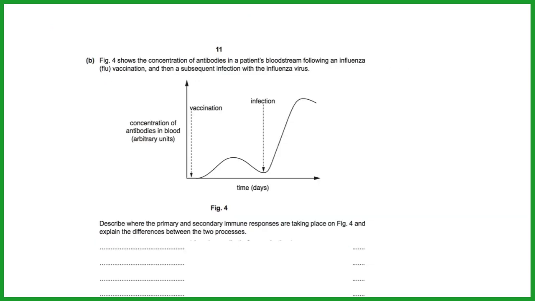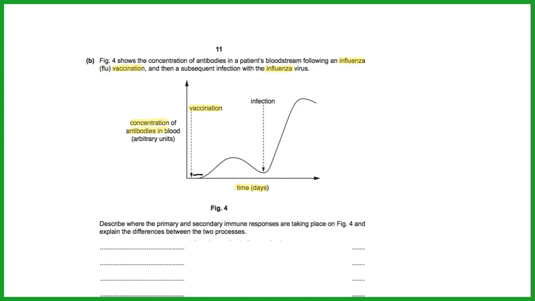So figure 4 shows the concentration of antibodies in a patient's bloodstream following an influenza vaccination, and then a subsequent infection with the influenza virus. So we've got concentration of antibodies on this axis, and then we've got time along the bottom. So a vaccination is exposing your body to the antigen without exposing it to the pathogen. So when you carry out the vaccination, what's going to happen here?